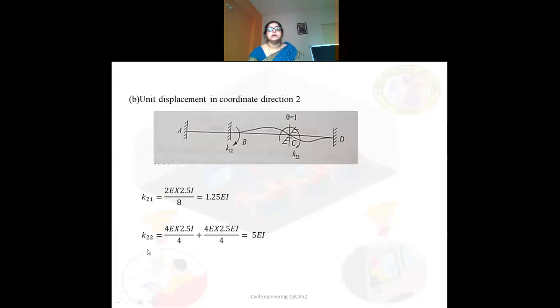K22 is the force at coordinate 2 due to displacement at coordinate 2. So again it is the same, 2EI by L into (2 theta C plus theta B minus 3 delta by L). Theta B is 0, delta is also 0. So what are you going to get? 4E into 2.5I by 4. Similarly, for span CD, again it is 2EI by L into (2 theta C plus theta D minus 3 delta by L). Theta D is 0, delta is also 0. When you do, what is the answer we are going to get? It is 5 EI.